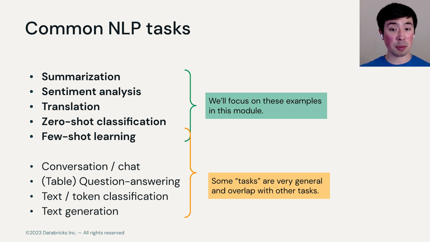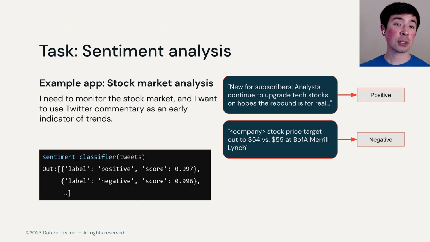A good example is the bottommost one, text generation. This can subsume almost any other task. Some of the summarization models we'll use actually are labeled as text generation because they do a bunch of things, including text generation. We already talked about summarization, so let's talk about sentiment analysis.